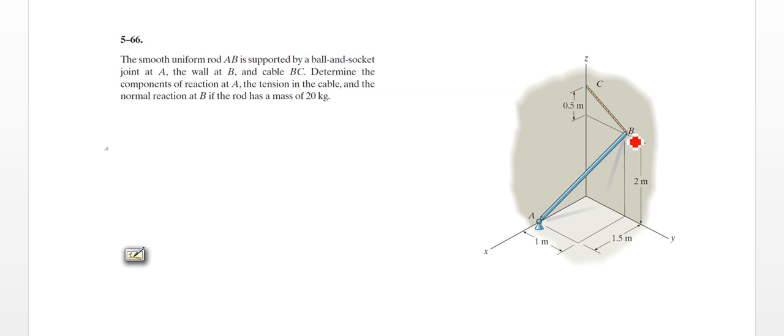It's a smooth rod, so we're not assuming any friction or anything here. And then there's a cord that's attaching that back to the z-axis, or the corner of the room there. So the approach that we'll take here is we'll find the positions of each of these points. We'll use those to make position vectors.